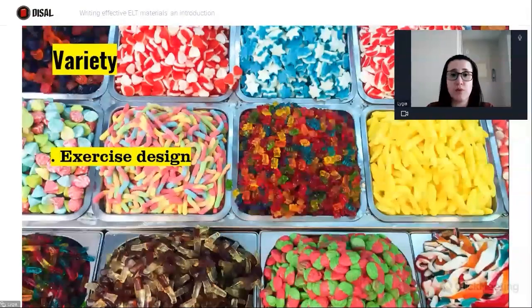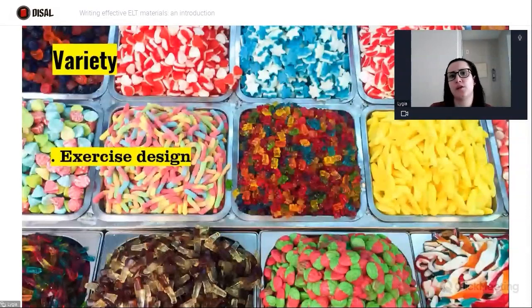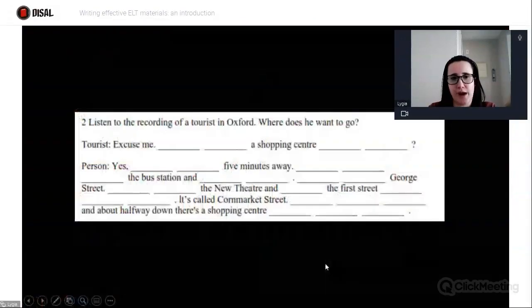And also, when it comes to exercise design, it's essential to think about how achievable our activities are. So, what we need to ask ourselves is, will students be able to do this activity? So put yourself in student shoes, considering their age, considering their level. Is this too difficult for my students, or is it too easy? Maybe the opposite. So let's take a look at an example now.